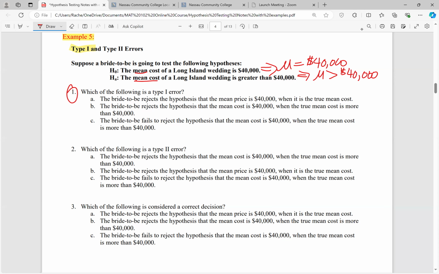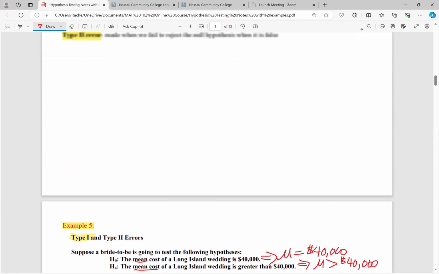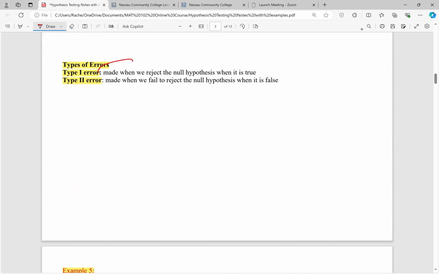I think the easier way to do this, so it's not confusing, is don't look at the choices. I'm ignoring this for a minute. Let's use the definition of a type 1 and a type 2 error to try to figure this out on our own. So a type 1 error, remember, is when we reject the null hypothesis when it's true.